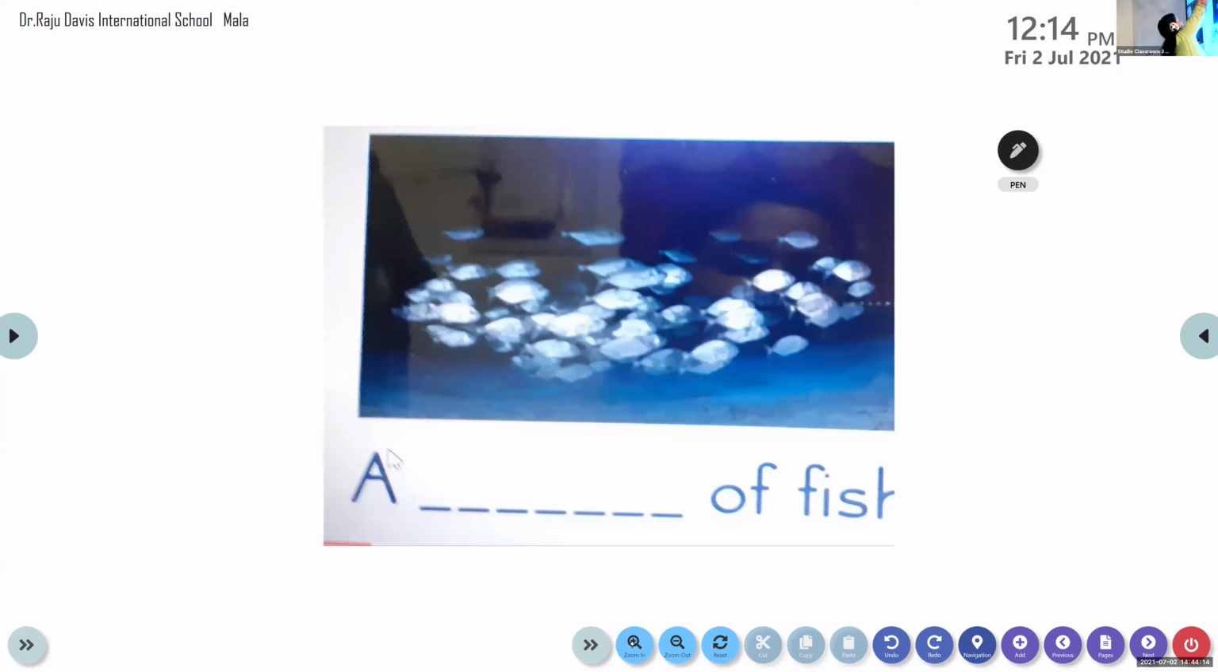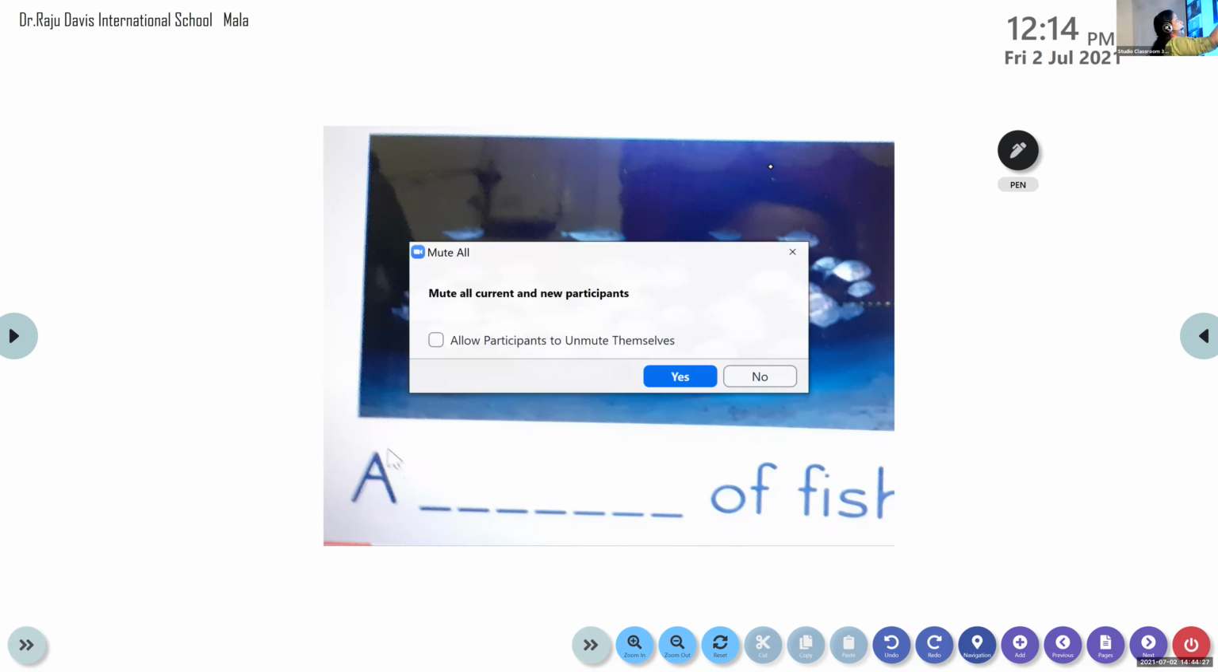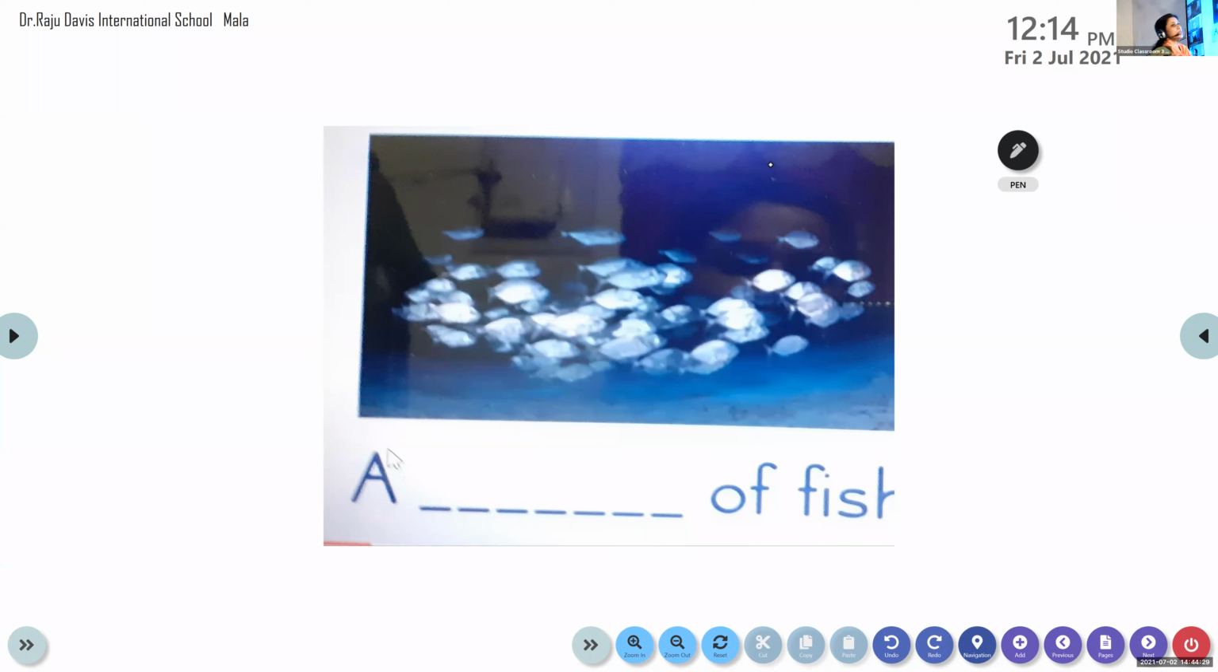What do we call a group of fish? What is a collective noun that refers to a group of fish? Have you learnt it? What is a collective noun that refers to a group of fish, children? Come on, tell me the answer. Yes, a shoal of fish. S-H-O-A-L. A shoal of fish. Very good. So the collective noun that refers to a group of fish is shoal of fish.